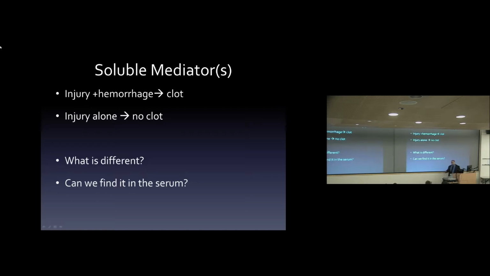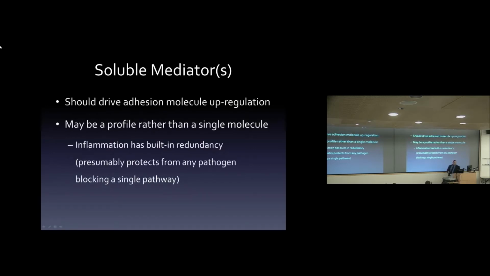But the other thing that we want to do is, if we actually have upregulation of receptors in the microvasculature, there has to be something that drives that. And presumably, if it's something that we can find in serum, that would be really interesting. Why? Because it would allow us something that we can find and that we could test for prediction purposes. So what we would look for in a soluble mediator is something in the serum that would actually drive this upregulation. And we would expect to see it in the mice that have hemorrhage with or without the injury. So we would expect to see that mediator there.